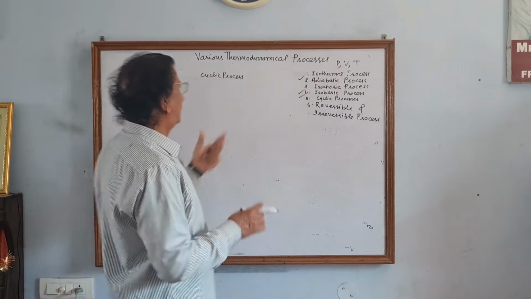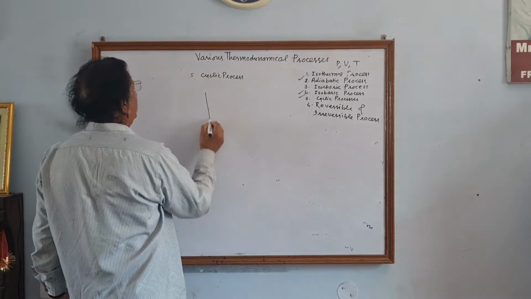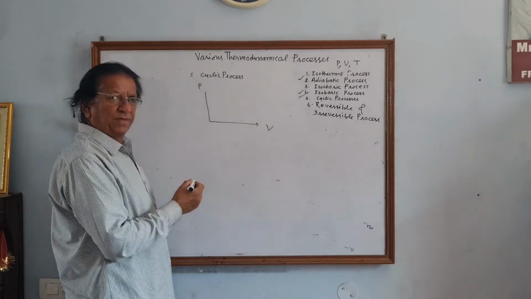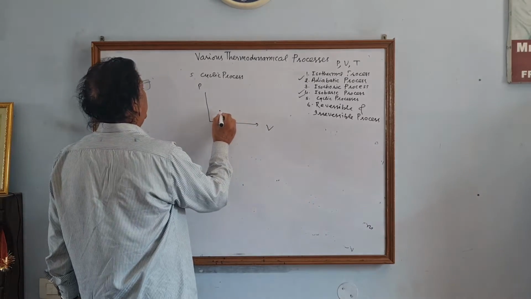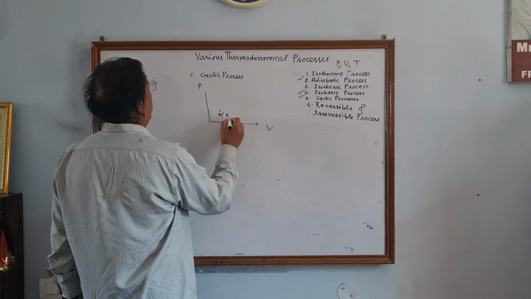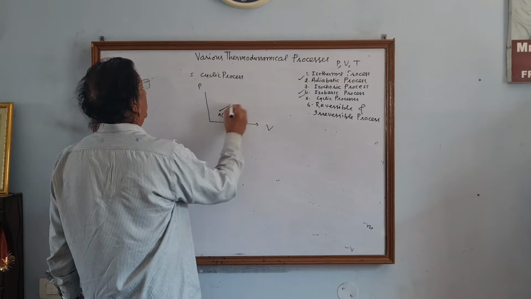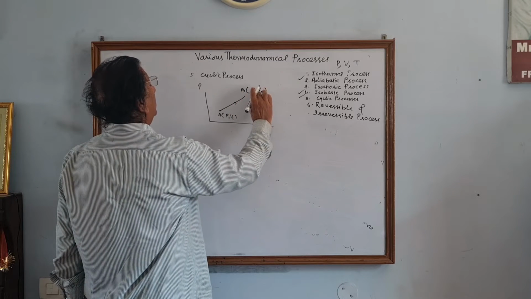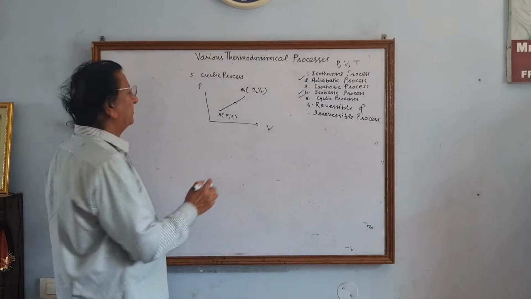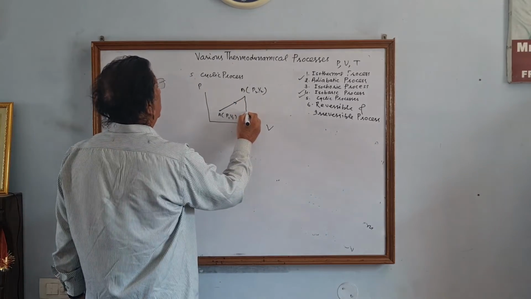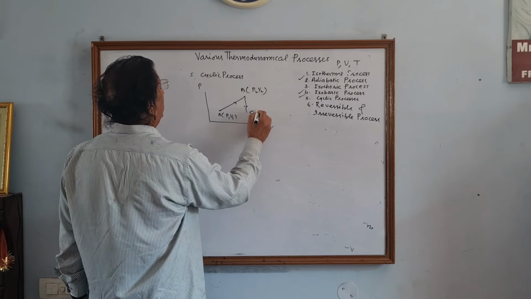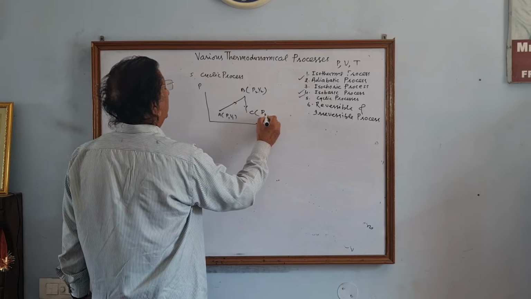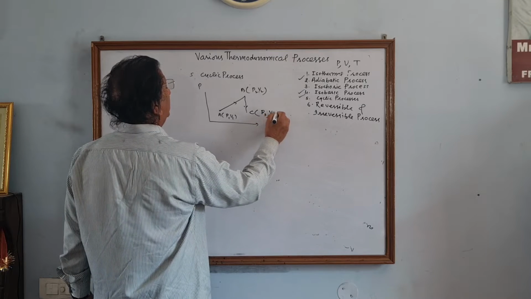Okay, in a cyclic process what will happen? If you plot the PV diagram, the system is at state A initially with pressure P1, volume V1, goes to state B, takes the parameters P2, V2, then goes from B to C with pressure P3 but volume V2.